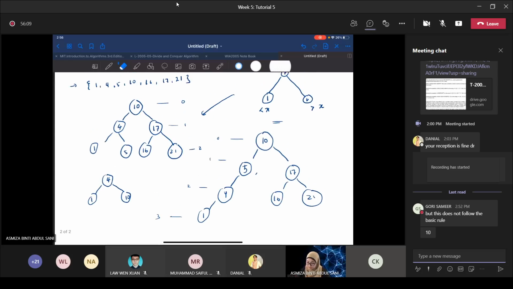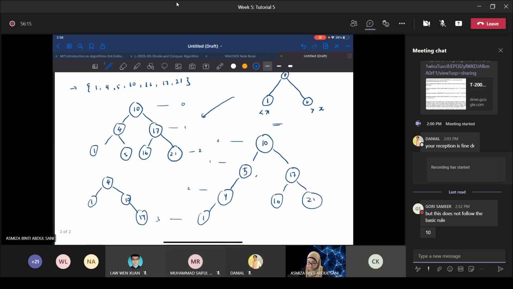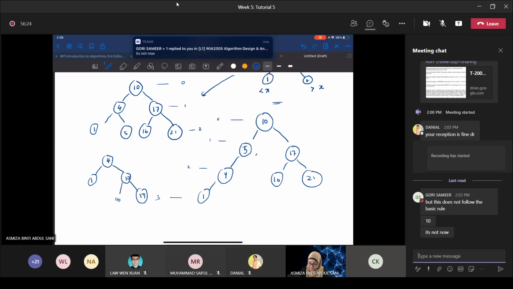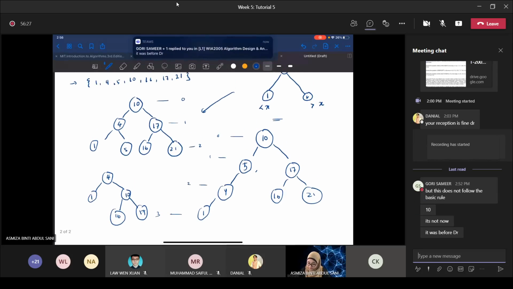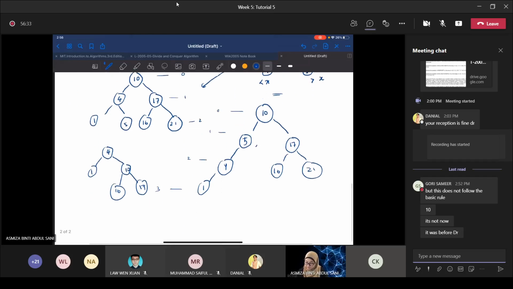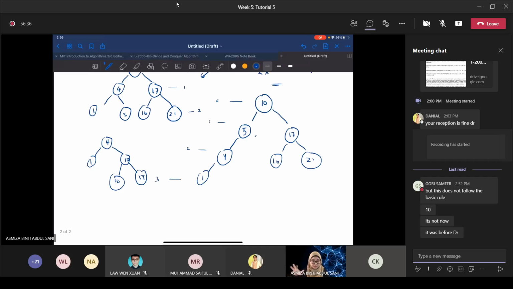Okay, so let's say the next one 17 comes in. 17 will go this way. Let's say the next one 16 comes in. So it can go here. So in a sense, you see the tree will look different. It depends on the array that you get. So for this one just now, what does the array look like? Let's say 10, and then we have 1, and then we have 17, and we have 16.